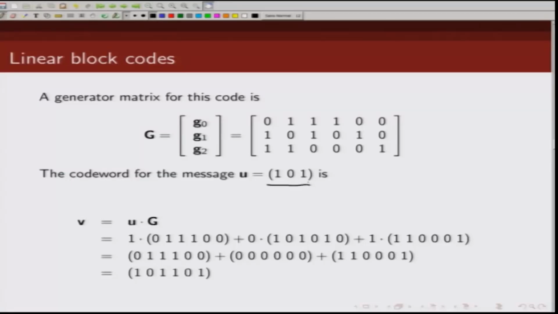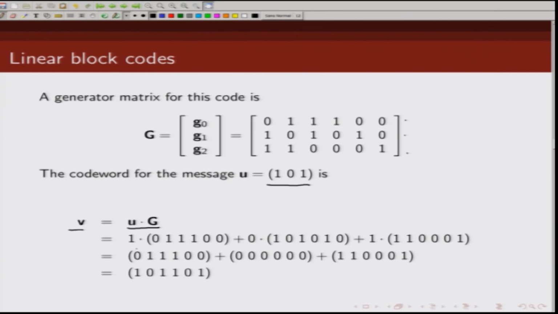For example, if my information sequence is 101, what should be my corresponding coded bits for the information sequence 101? How do I find that? As I know, my output code word is basically u times G. So, I will take linear combinations of rows of my generator matrix. These are the 3 rows of my generator matrix. So, my coded bits corresponding to this information sequence would be 1 times G0 plus 0 times G1 plus 1 times G2.